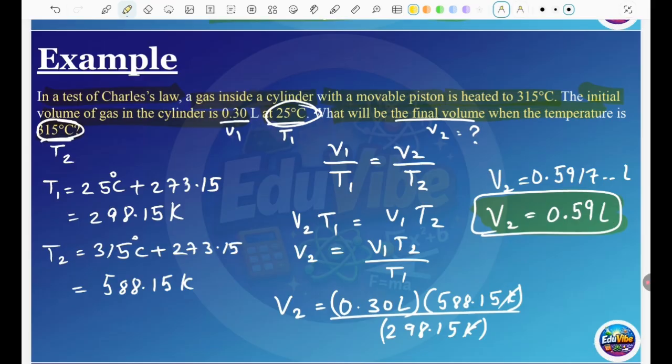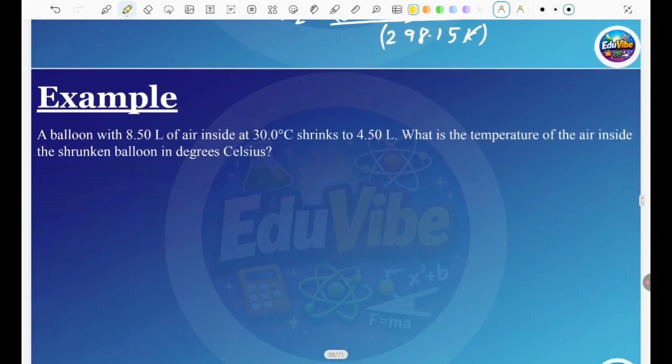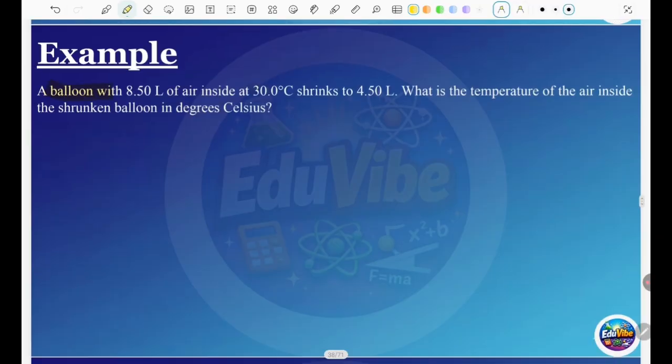That's how you can use this formula, and make sure the temperature is converted into Kelvin. You have to use Kelvin, and all the pressure units are the same. In the next one, we have another question. A balloon with 8.50 liters of air inside at 30.0 degrees Celsius shrinks to 4.50 liters. So the first volume is V1, it shrinks to 4.50, which is V2, and at this temperature, which is T1. What is the temperature of the air inside the shrunken balloon in degrees Celsius?